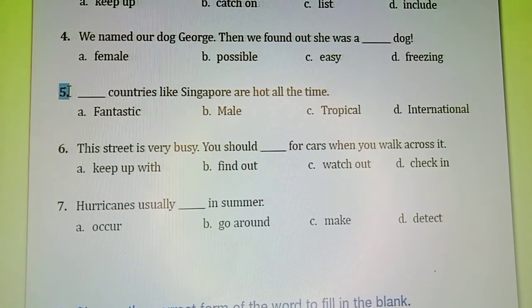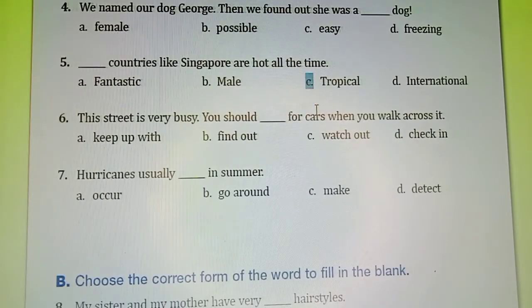Question number five. Space countries like Singapore are hot all the time. The letter A, fantastic. B, male. C, tropical. D, international. The letter C is the best answer for number five. Yeah, that's right.